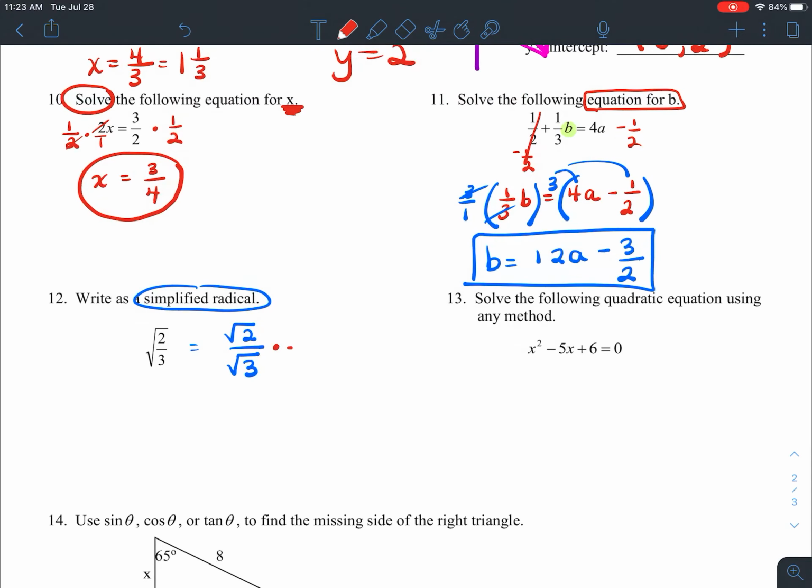So you want to ask yourself, what could you multiply this denominator by, so that instead of having a square root of 3 down there, maybe it could just be a plain old 3? Okay?